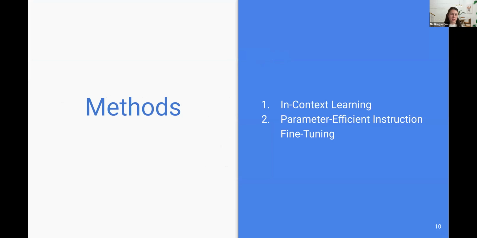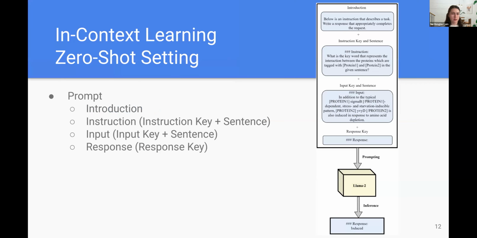So let me just start with our methods. First, we used in-context learning, and in in-context learning we developed two different strategies and compared their results. One is the zero-shot setting, and the second one is the few-shot setting. Other than that, we also looked into the parameter-efficient instruction fine-tuning method. So let me go into detail.